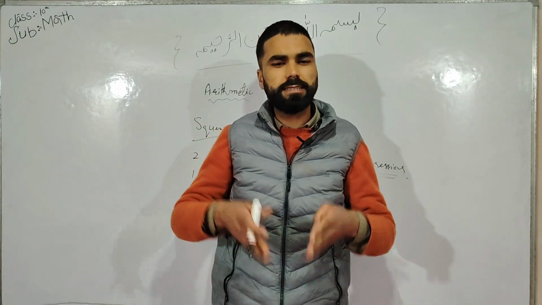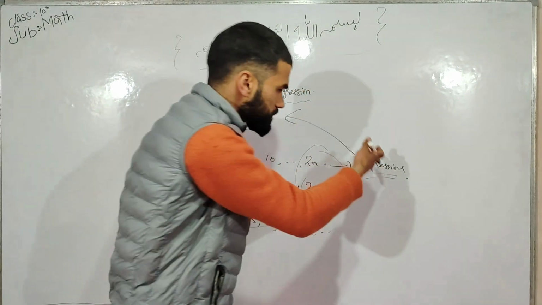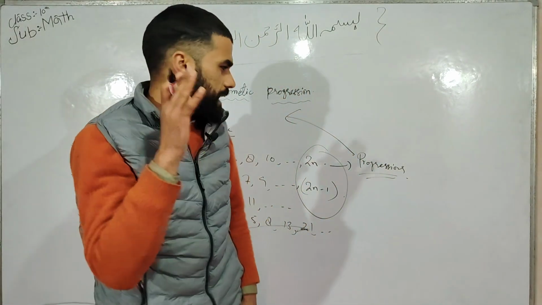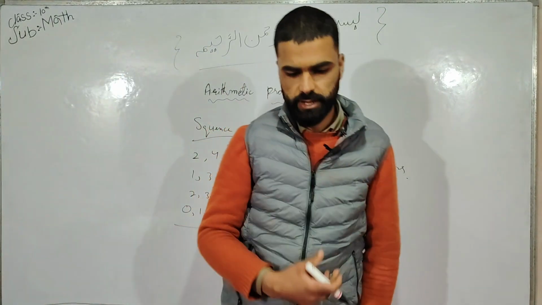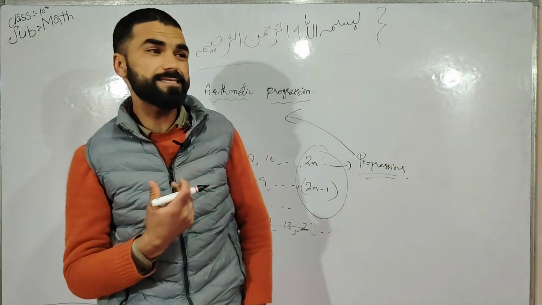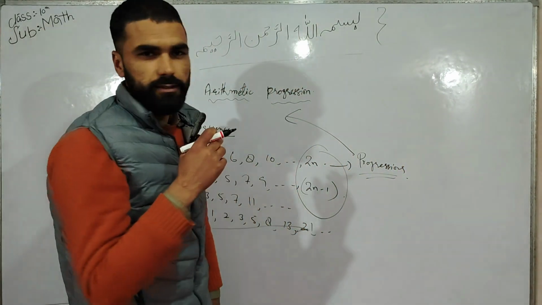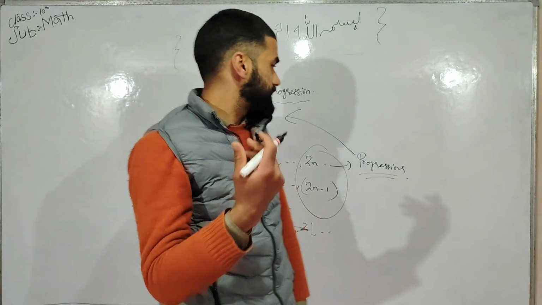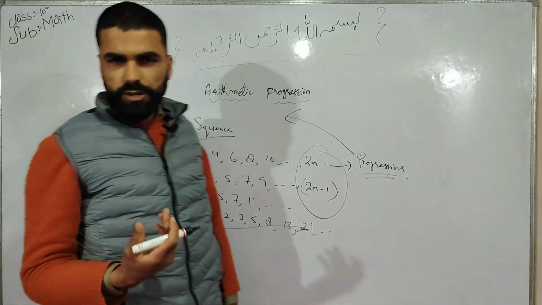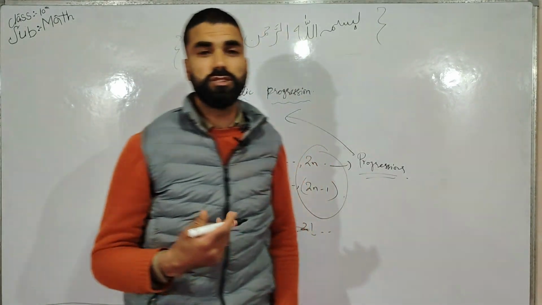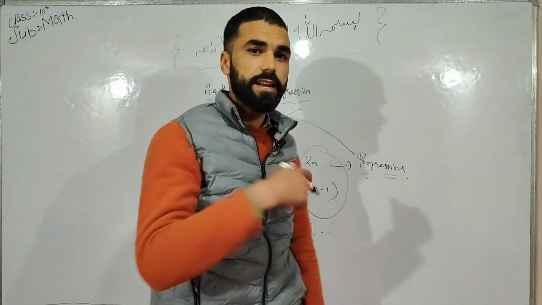Arithmetic progression is that sequence, just as a sequence is an arrangement of numbers. So a progression will also be an arrangement of numbers. That implies arithmetic progression will also be an arrangement of numbers. So arithmetic progression is an arrangement of numbers in a definite order in which each term can be found by adding a fixed number to the preceding term, except the first term.